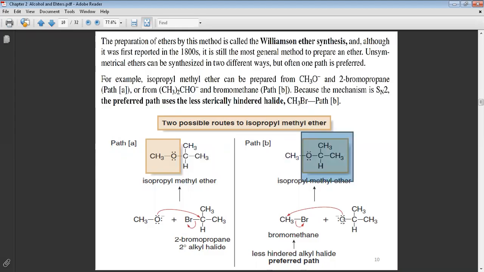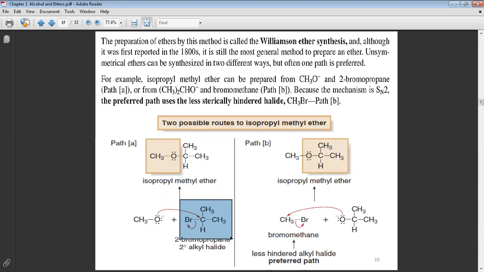Okay, now which is best: this reacts with this to give the product, or this reacts with this to give you the product? For these two examples, the good idea is to think about these two reactions. The good idea is to look at the steric effect. Look at the alkyl halide. Where is the alkyl halide? Here, CH3Br.